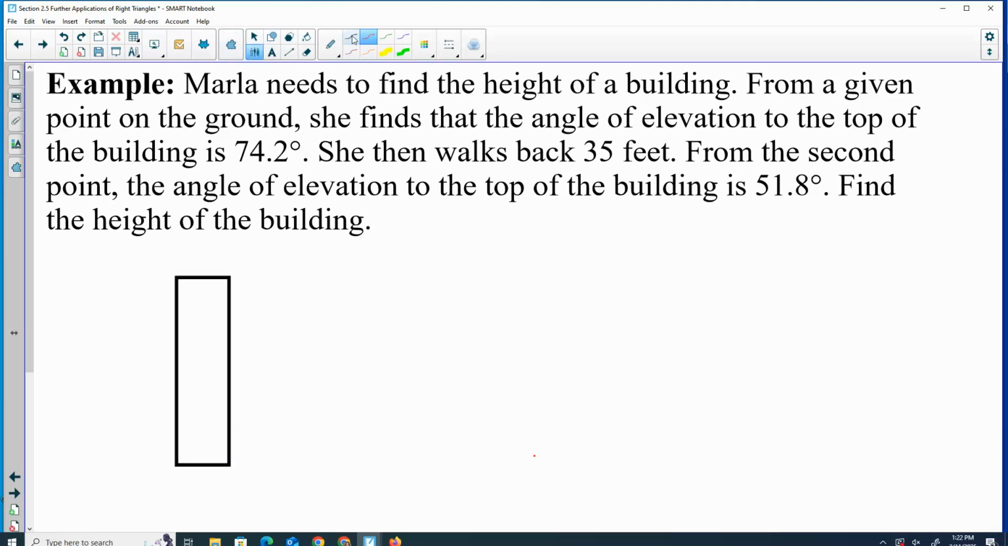We are trying to find the height of the building. That's our unknown. If I say angle of elevation, elevation and depression, we start at a horizontal line. This is from the ground, so I have a horizontal line on the ground. From there, going up would be my elevation, because elevation is up, depression is down. So that to the top of the building is 74.2 degrees.